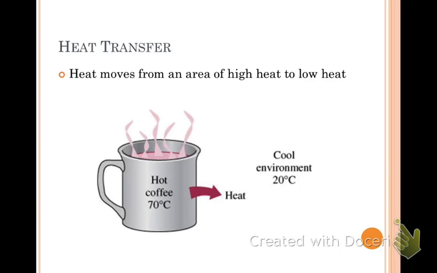So with heat transfer, we know that heat moves from an area of high concentration to low concentration. It's kind of like what diffusion was back in bio. So in the case here, the coffee is 70 degrees Celsius, and the environment is 20 degrees Celsius. Since the coffee is hotter, the heat is going to transfer from the coffee to the environment. In this case, we call this exothermic, because heat is going from the system, which is the coffee, to the surroundings.